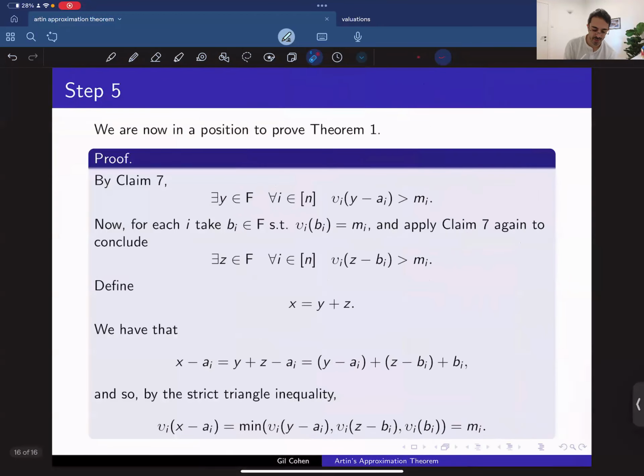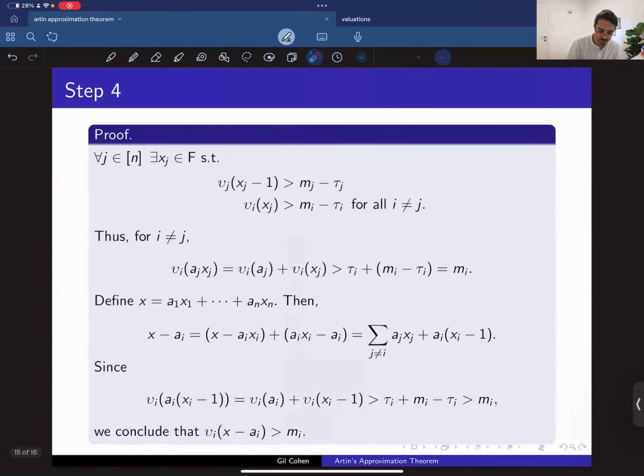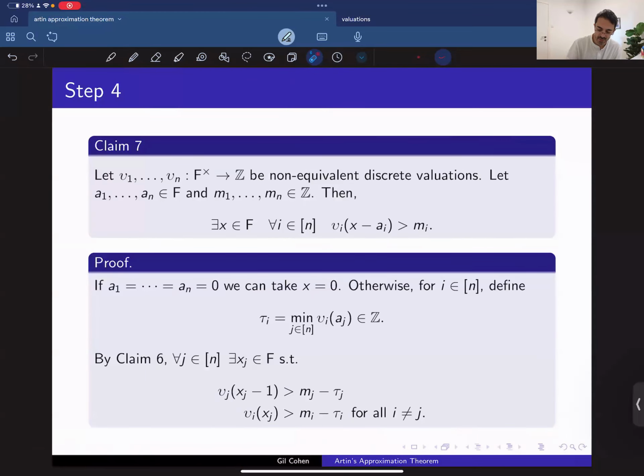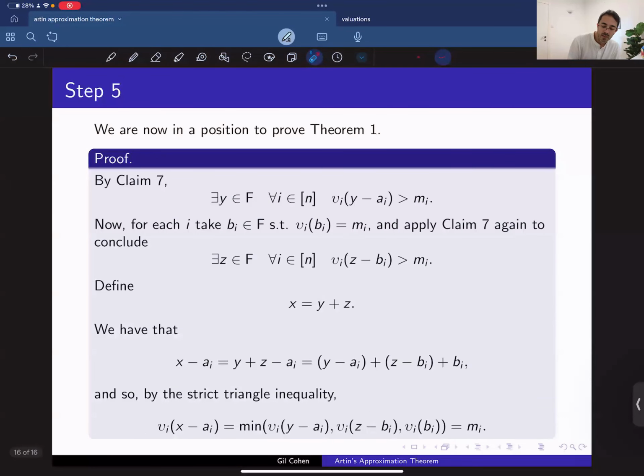So you kind of expect how the proof might look, right? I mean, you want to find also an element that has equality and somehow take those elements for every valuation and cook up something that works well for everything. And indeed, that's true. So what we're going to do, by claim 7, which is just what we just proved with the inequality, by claim 7, there is a function y, let's call it.